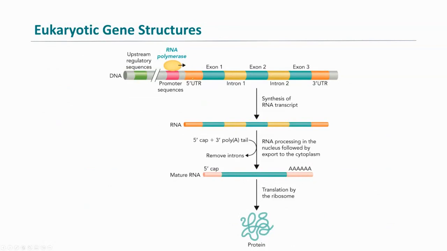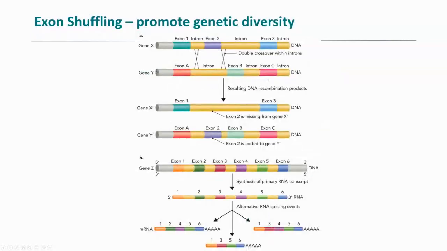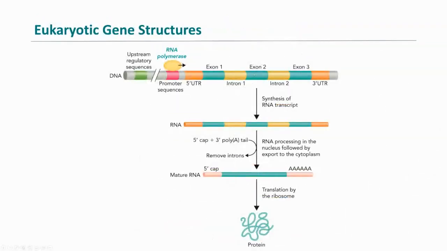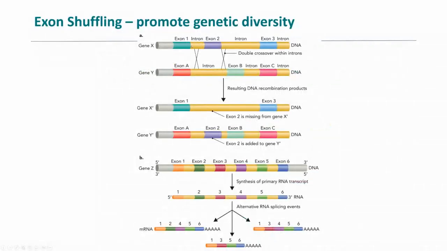And then the eukaryotic gene structure, so you have the exon and intron, and only the exons are joined together to be translated into the protein, and the introns will be removed. Okay. And because these exons can have different combinations, the exon shuffling can give you different genetic diversity, because different exons combined can produce different proteins.